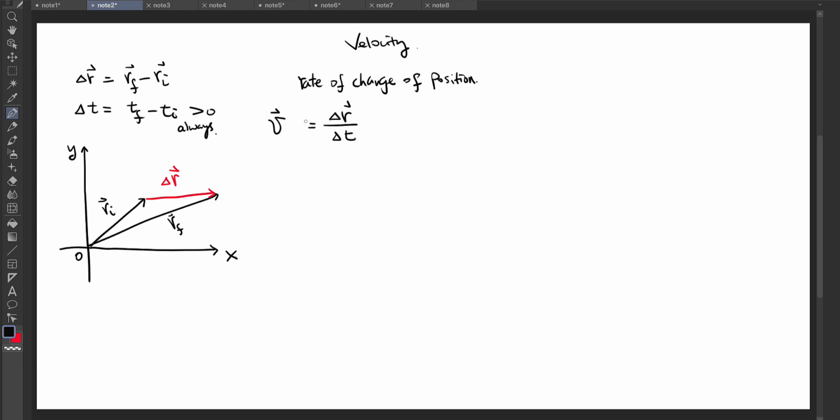But this velocity here is not instantaneous velocity. It's not one instant. It's an average velocity. The reason for that is because we're using a time interval, not one instant, to represent this displacement, the delta R.